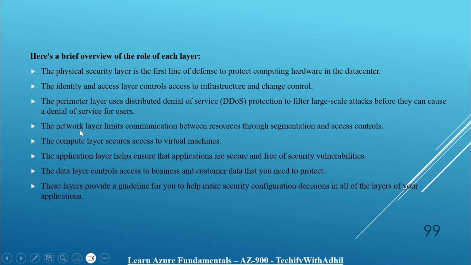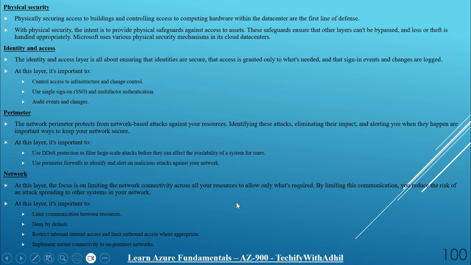The network layer limits communication between resources through segmentation and access control. Then the compute layer secures access to virtual machines and computing. The application layer helps ensure the applications are secure and free of security vulnerabilities. The data layer controls access to business and customer data that you need to protect. These layers provide a guideline to help you make security configuration decisions in all layers of the application. So in detail, we'll be looking at each layer here.